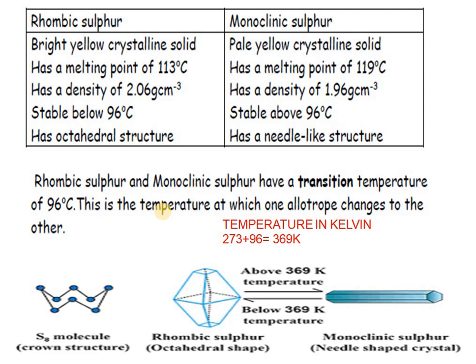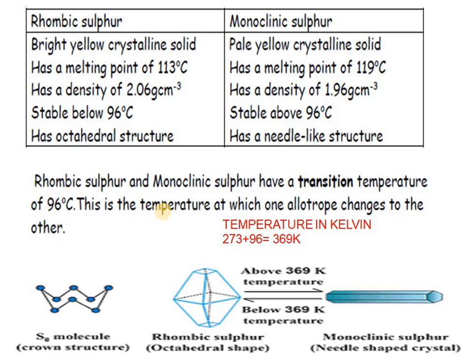If you are talking of plastic sulfur and all that, that is still lesser than that. That might be 1.95 gram per centimeter cube. And rhombic sulfur is stable below 96 degrees Celsius, but monoclinic is stable above 96 degrees. This is the only main difference there. It has an octahedral structure, and monoclinic has a needle-like structure.